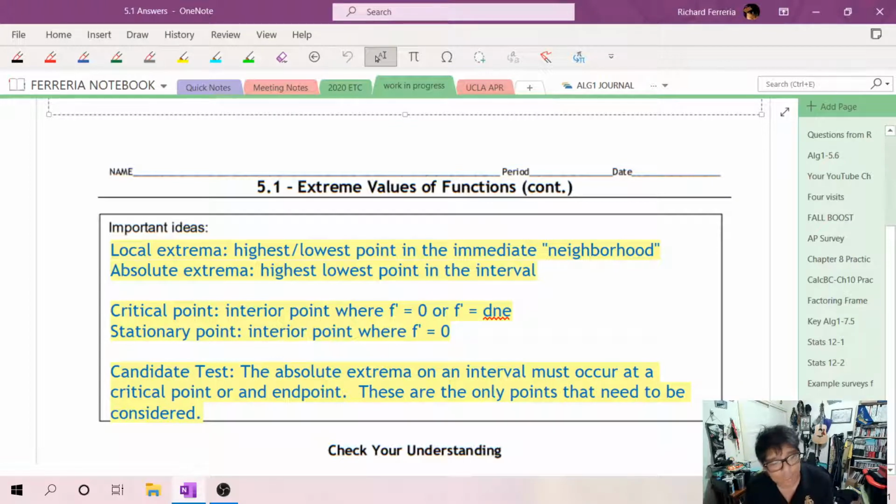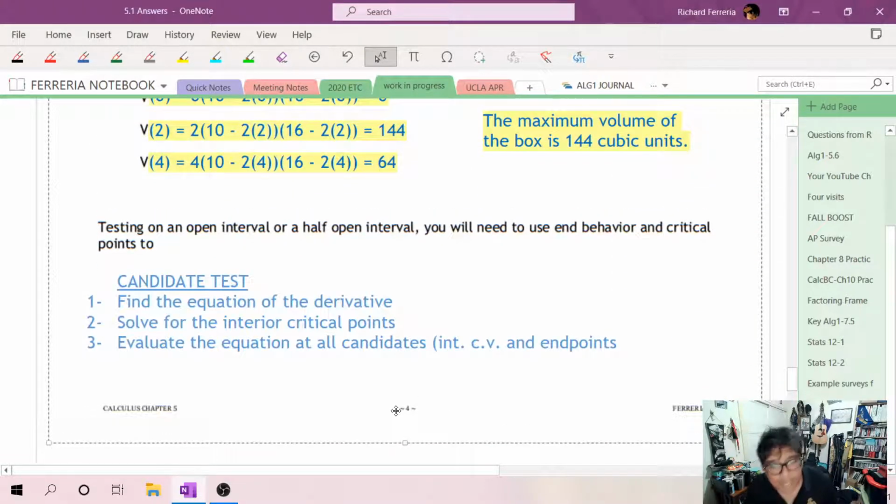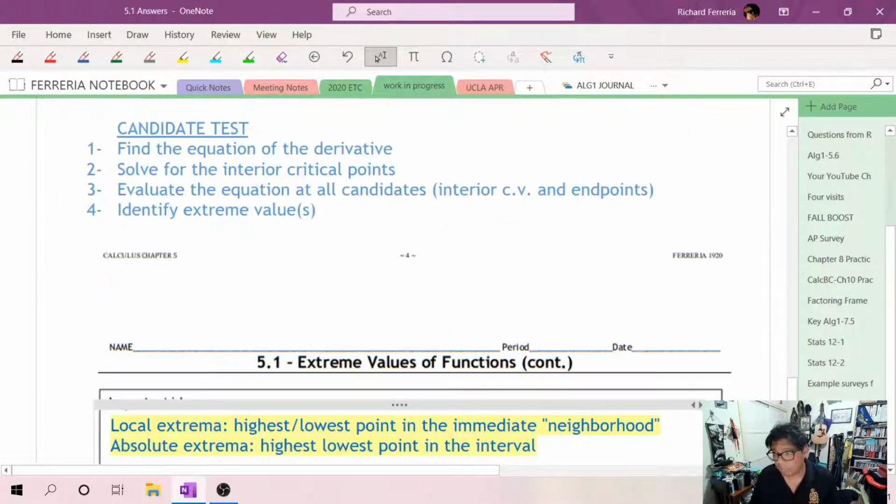I'm sure in class you're going to have a list of those 3 steps for the candidate test. So let's go ahead and list them out. For your candidate test, you need to find the equation of the derivative. Number 2, you want to solve for the interior critical points. And number 3, you want to evaluate the equation at all candidates, the interior critical values and endpoints. And then I suppose you should identify the extreme value or values.